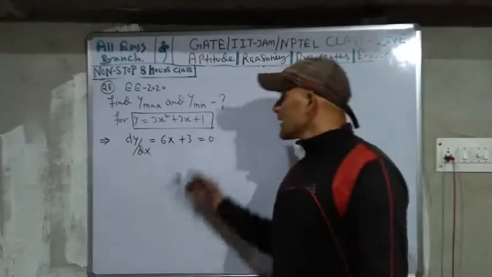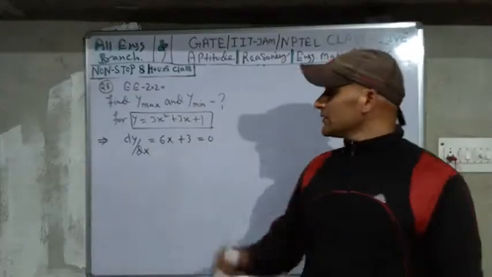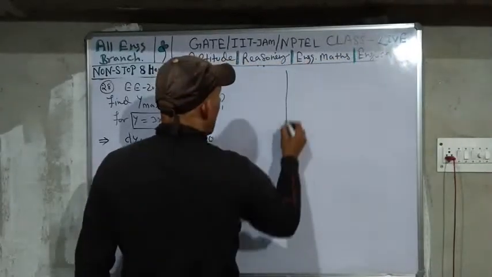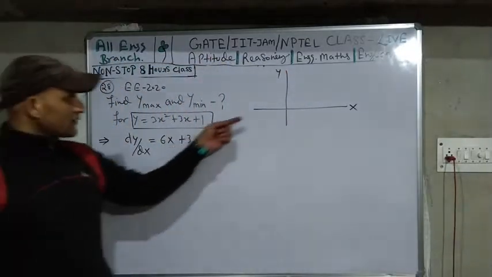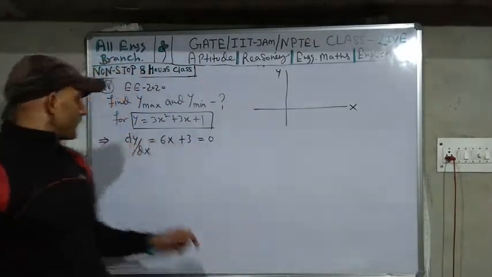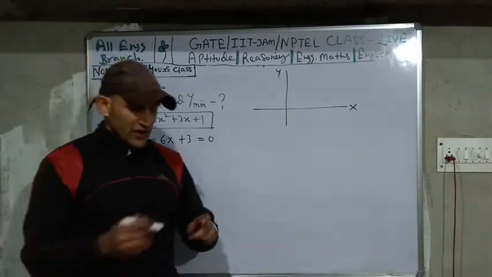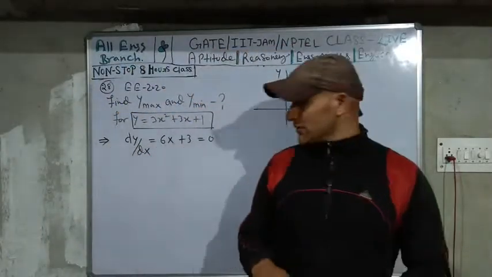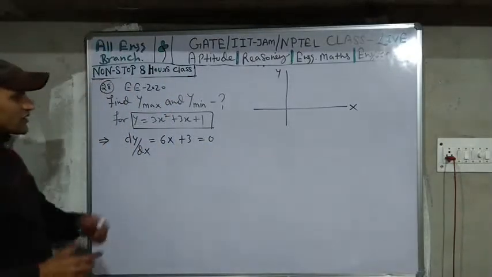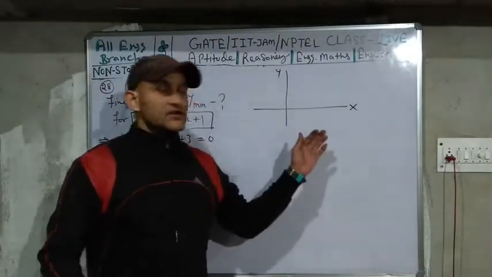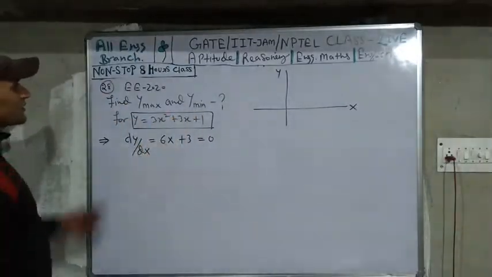We are checking whether this function is changing at the x-axis or not. This is your x-axis, this is the y-axis. We are also checking the behavior of the function, whether it is increasing or decreasing. If dy by dx is greater than 0, this is an increasing function; if less than 0, then this is a decreasing function. Now here we are just checking the maximum and minimum.